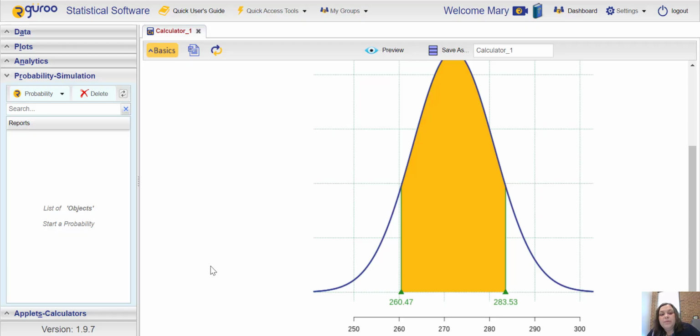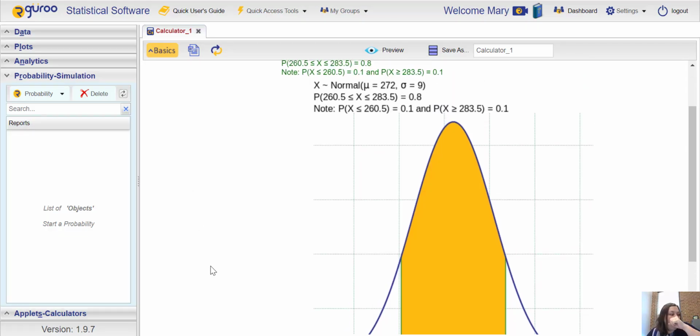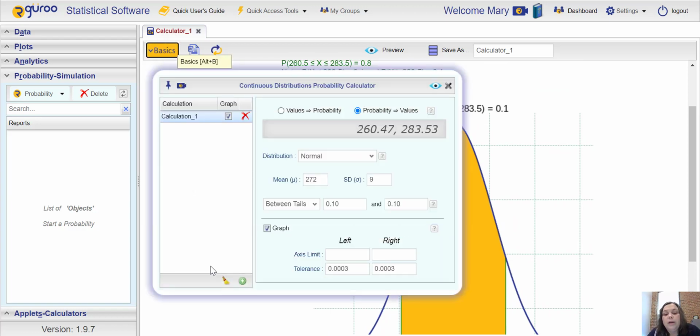So that is basically it. You can use this with the central limit theorem too. Just remember that whenever you're putting in your standard deviation, it needs to be the standard deviation divided by the square root of the sample size. So you may have to calculate that first before you plug that in.